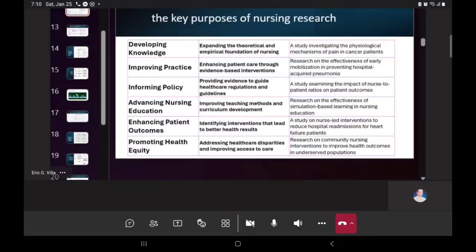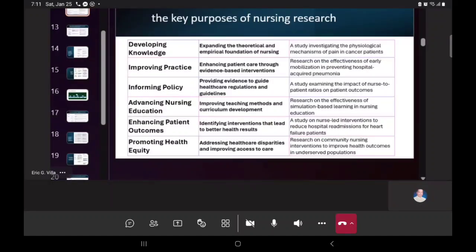Improving practice is another key purpose of nursing research. By conducting rigorous studies on nursing interventions and care strategies, researchers provide evidence for best practices that can be implemented in clinical settings. An example of this is research on the effectiveness of early mobilization in preventing hospital-acquired pneumonia, which can directly influence patient care protocols in hospitals.